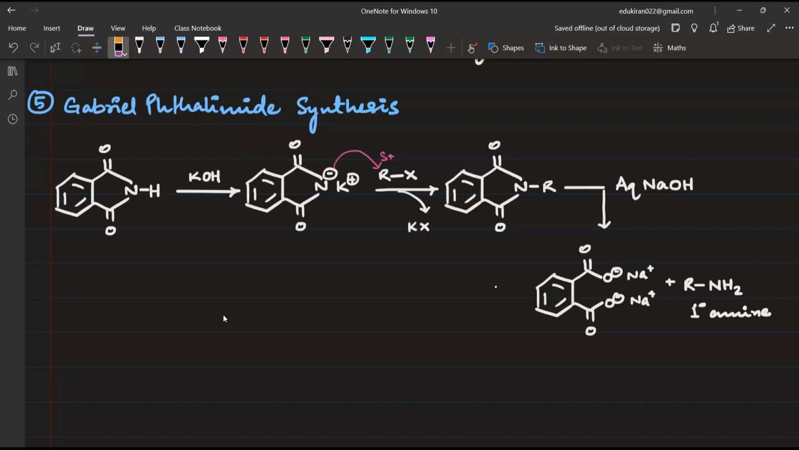Sir, can you explain me the second one? Which nitrogen with negative charge attacking on alkyl group. Okay, yes, sir. After that? When nitrogen is attacking, the halogen atom will leave X negative, है ना? And X negative, it is having negative charge, so it will also take the K positive with it. KX will be leaving. Okay, sir. And nitrogen is bonded with alkyl group R.